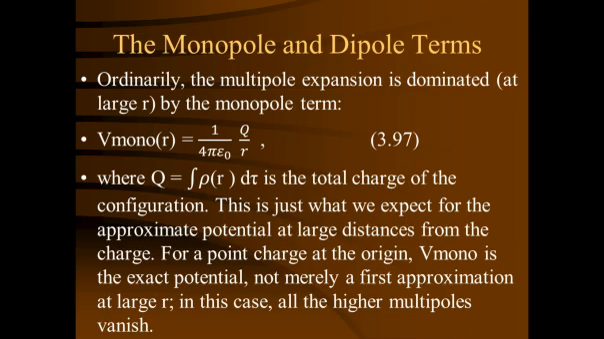Even though multipoles are present, their contribution to the potential at a very large distance dies off more rapidly. That means whatever we get from the monopole is dominant, and we can say that the potential contributed by the monopole is the exact potential, not an approximate potential, at a very large distance.